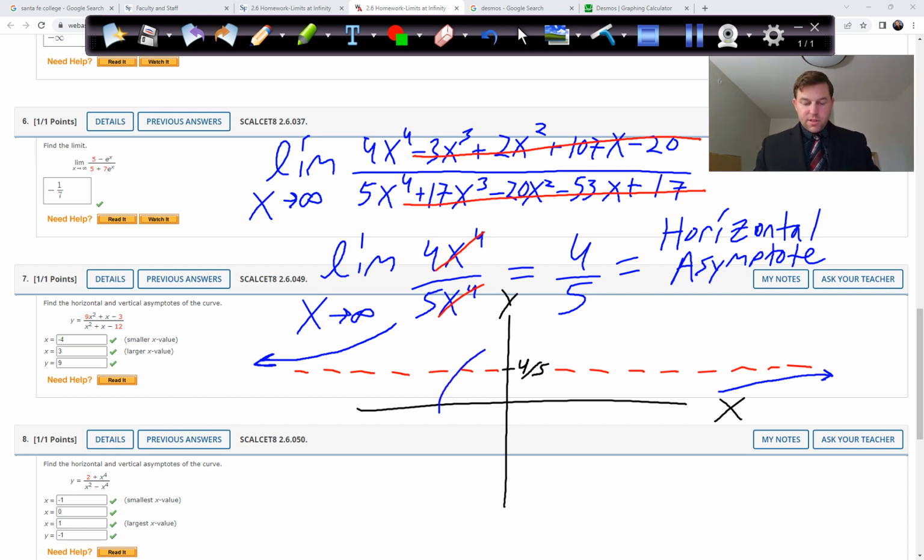Now again, for small values of x, it might cross it, it might do stuff in here, but for large values of x negative or large values of x positive, it will start to flatten out towards that dashed line. Okay, so that's a little more theory on what's going on here.